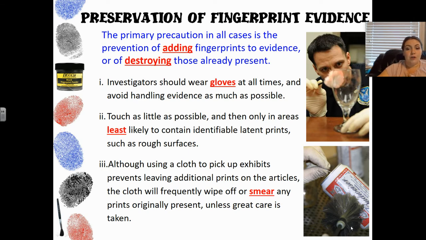So the primary precaution in all cases is the prevention of adding fingerprints to evidence as well. So as you're seeing in this photo here, he's grabbing the glass in a place that normally we don't grab glasses, because basically he's trying not to smudge any prints that are there. He's trying not to add his own prints, and obviously he's wearing gloves as well. Same thing in this beer can down here. You're not going to be finding a good print on this little tab. So they're holding it just by the tab because they don't want to touch any of the surface, because there could be more fingerprints there. They could be smudging them and they could be adding their own.